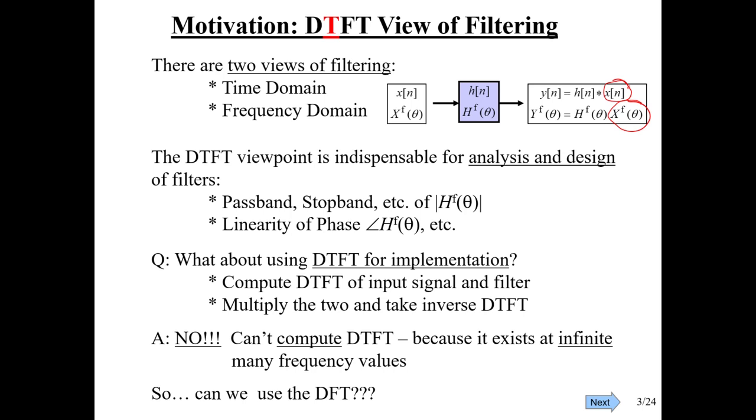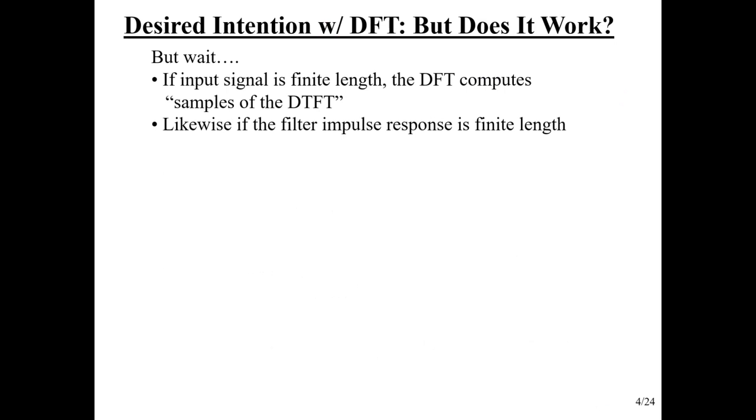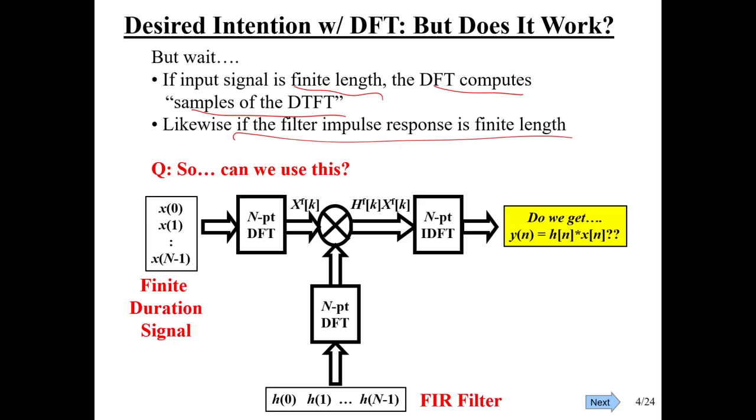And we can use zero padding. We can get that as fine as we want, but how do we mechanize this? How do we make sure that this actually works? There are some gotchas in this, and that's one of the big things about working with a DFT. It does some weird things compared to what happens with the DTFT. So if the input signal is finite length, the DFT computes samples of the DTFT, and likewise for the filter impulse response. So can we do this?